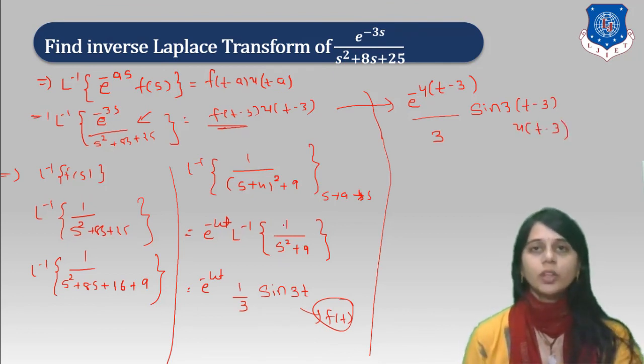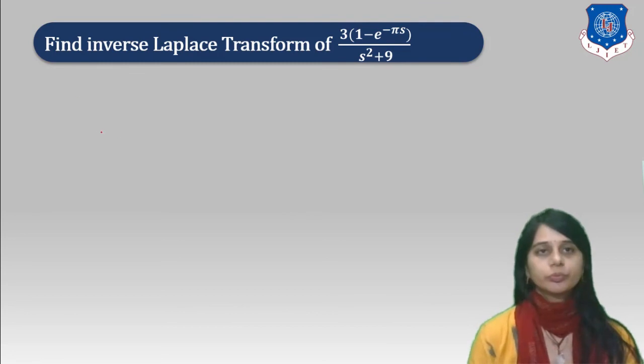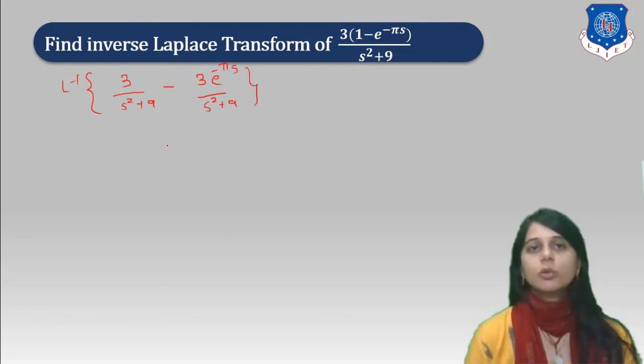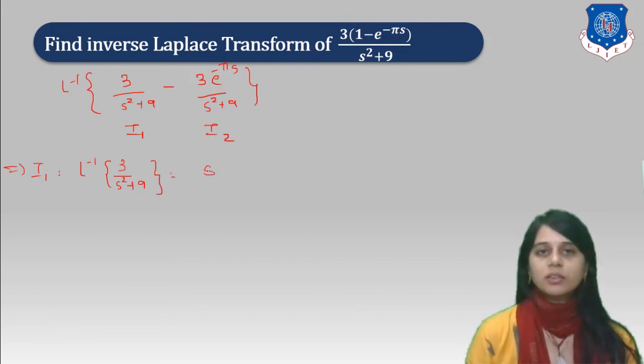Okay. Next example. Find the inverse Laplace transform of 3 (1 minus e raised to minus pi s) upon s square plus 9. Laplace inverse of 3 upon s square plus 9 minus 3 e raised to minus pi s upon s square plus 9. See, both parts are different. We call them I1 and I2. For I1, the Laplace inverse of 3 upon s square plus 9 is sin 3t.